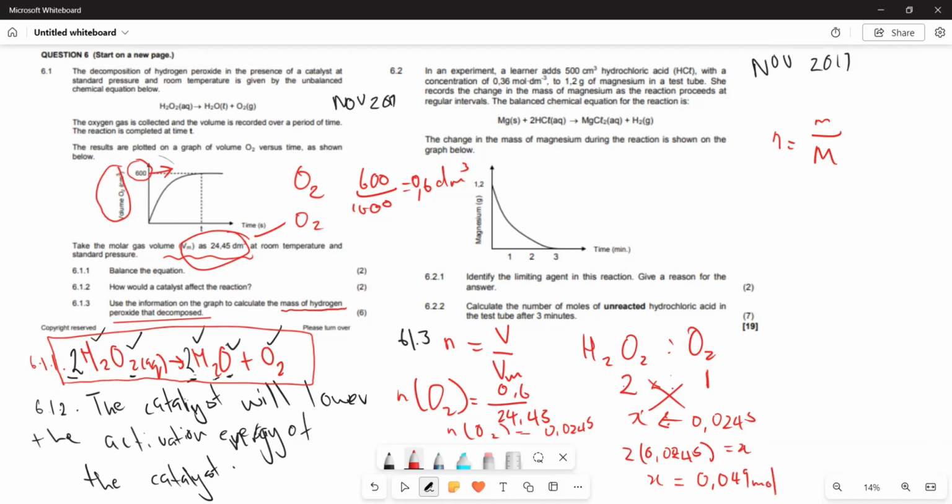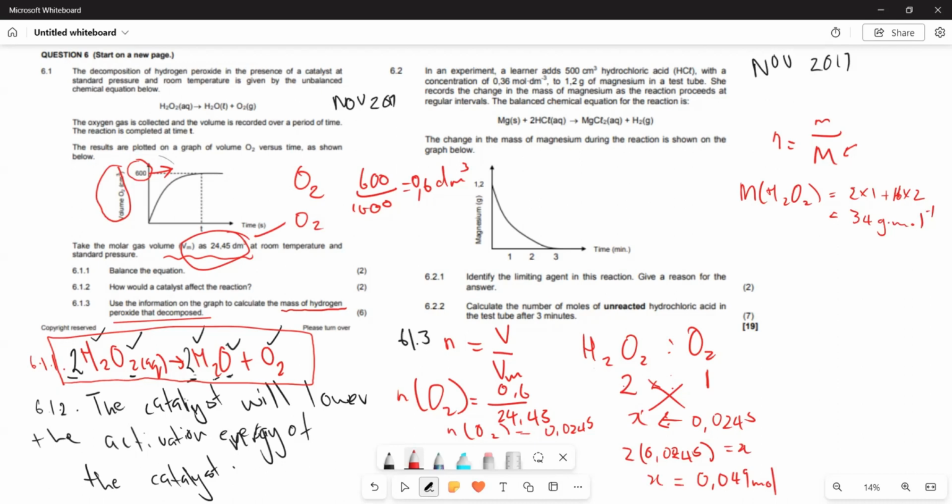Now from here, what is going to be your molar mass? You can go in your calculator and calculate. Your molar mass of H2O2 is going to be given by 2 multiplied by 1 plus 16 multiplied by 2, which means the totality of this is going to be 34 grams per mole, the molar mass.